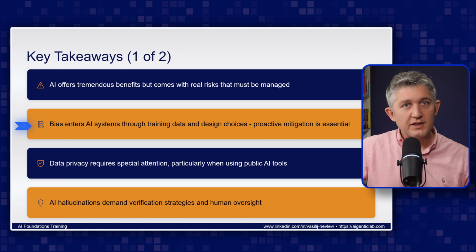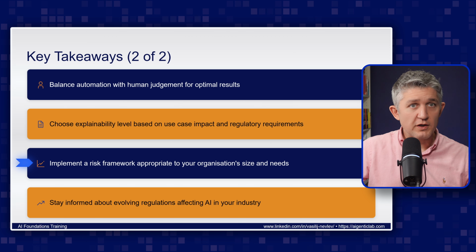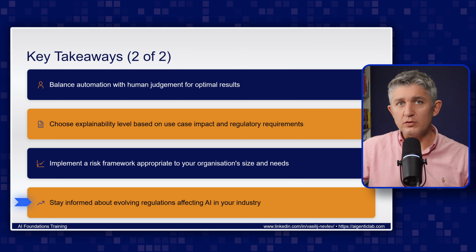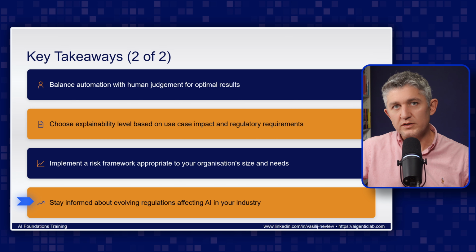Consider the right level of balance for your use case between automation and human judgment. Pick explainability levels based on the risks and the regulation. Implement a risk framework that fits your organization. Stay informed about evolving regulation in your sector. That's how you keep the value created and at the same time keep risk under control.